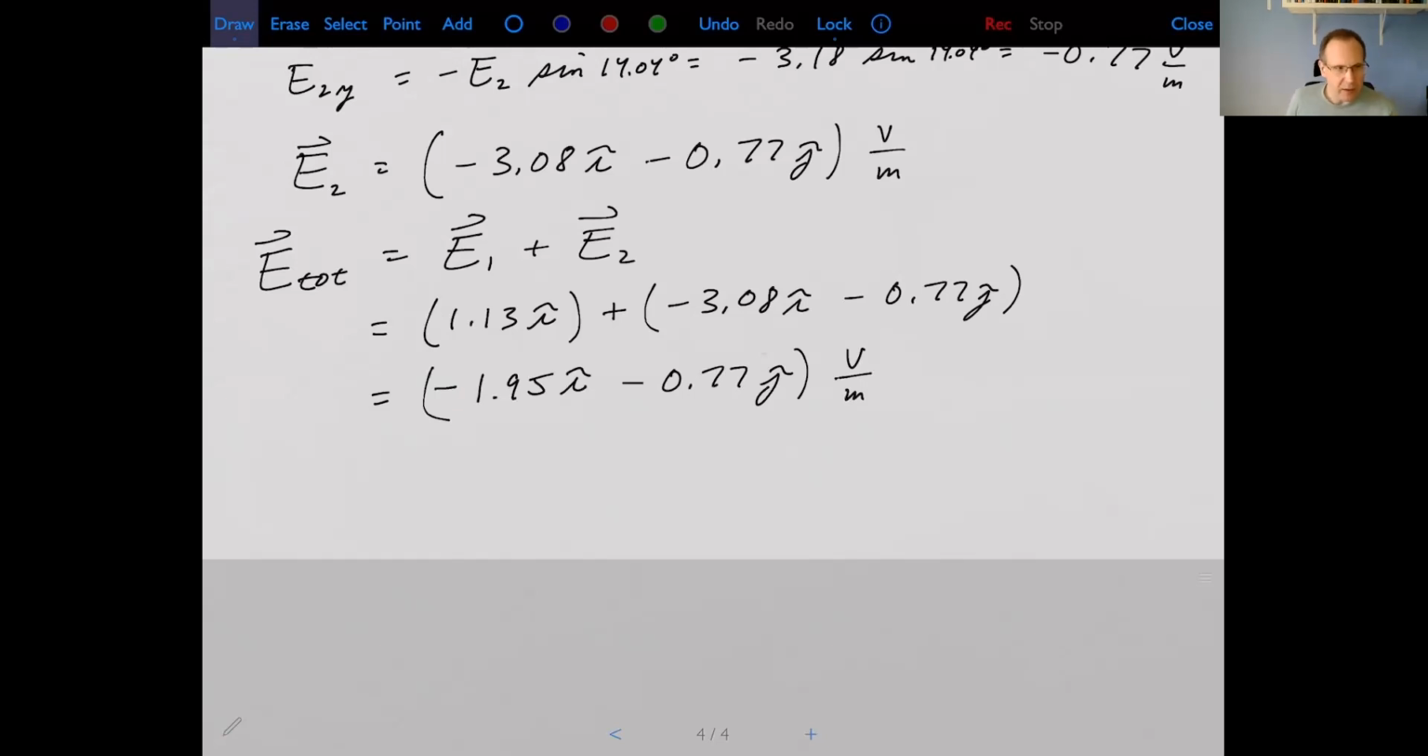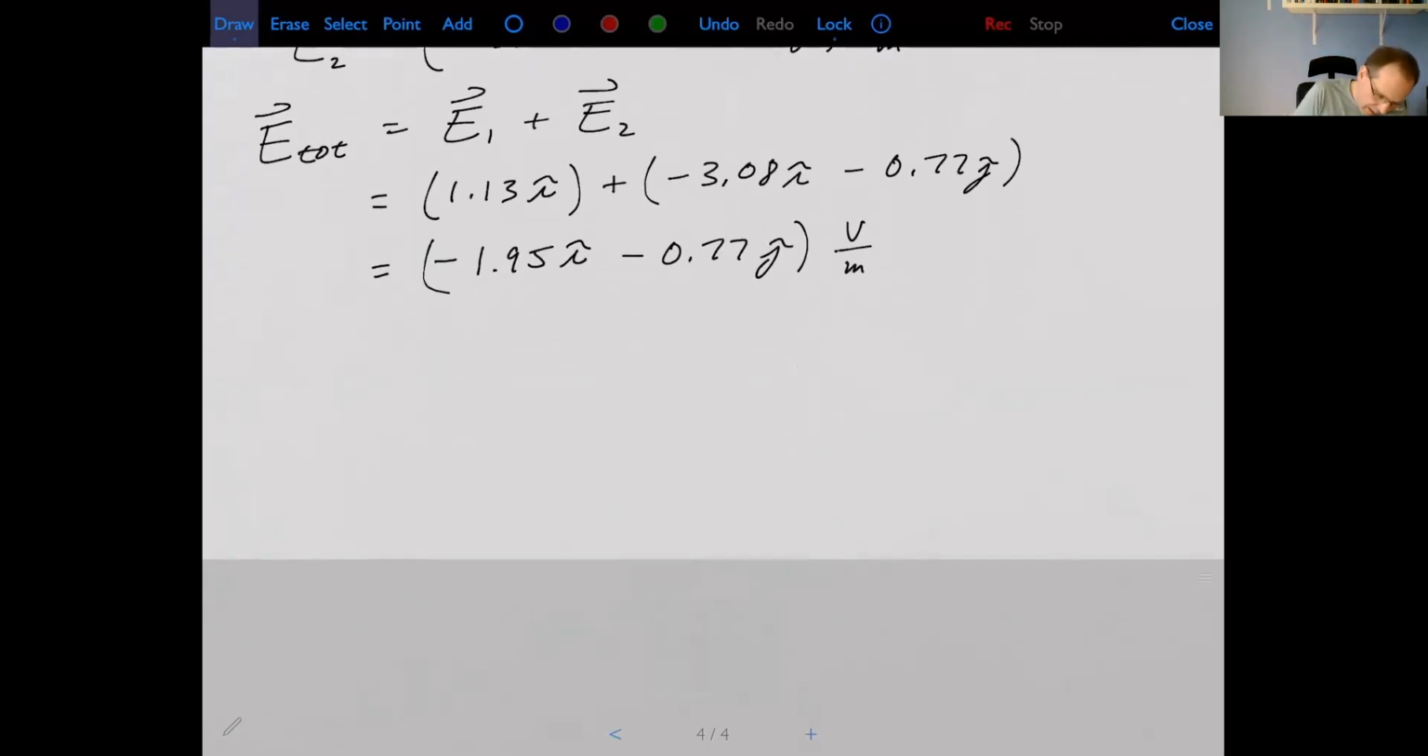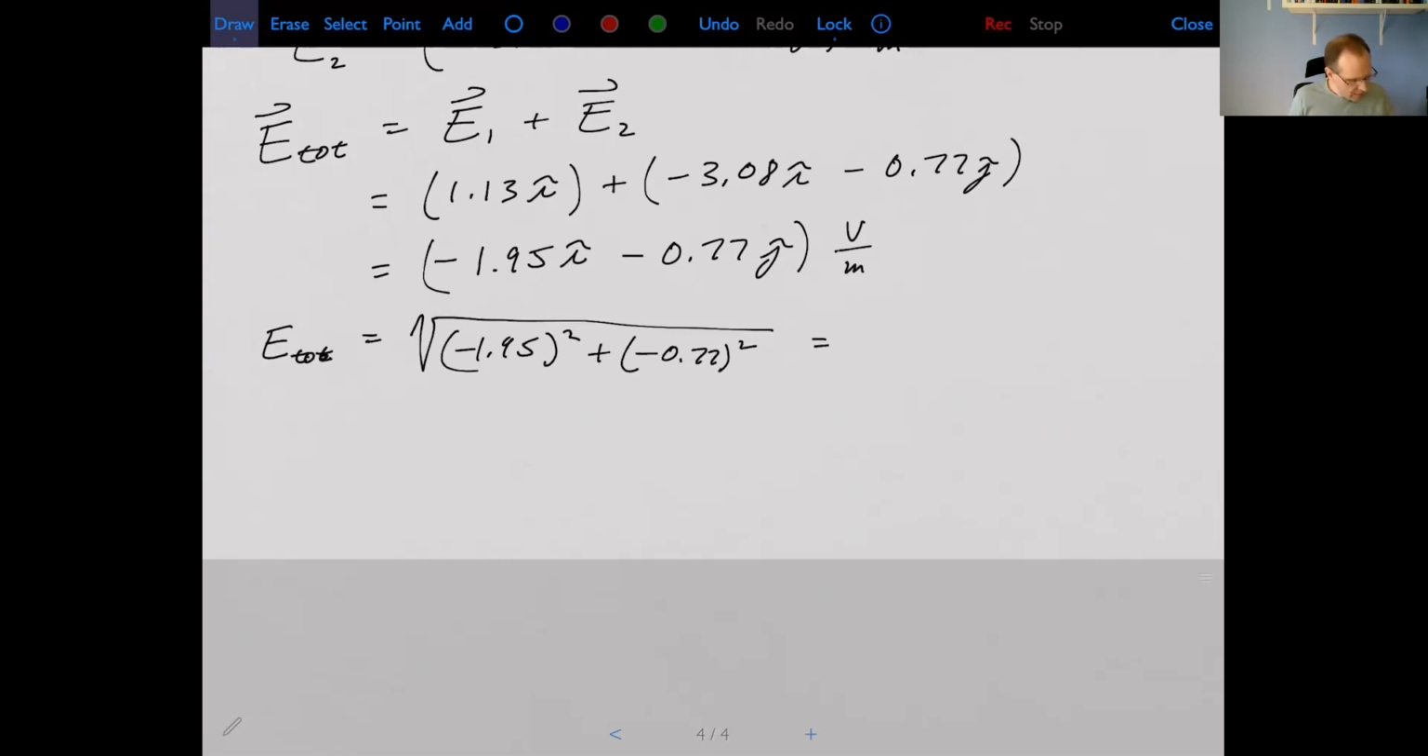So that's our electric field, right? It's in component form. Now we may also want to find the magnitude and direction of that electric field, right? Put it in polar form. So we can do that fairly easily, right? I can find the magnitude by using Pythagorean theorem. Remember, it's just going to be the square root of the x component squared plus the y component squared. And if you work that out, it's going to be around 2.10 volts per meter.